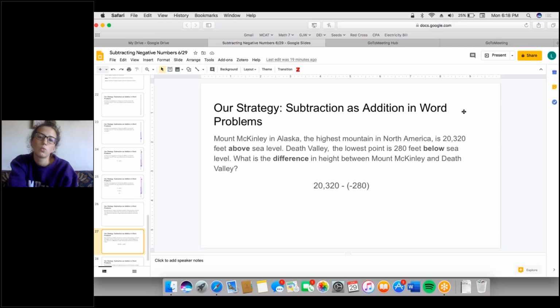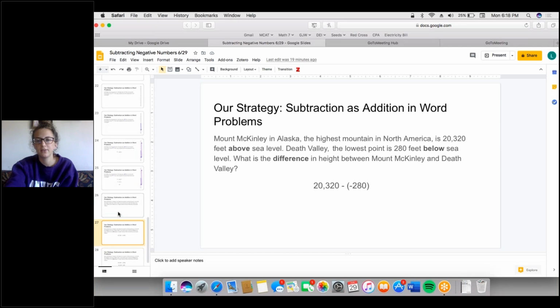The last word that stuck out to me was difference. I want to find the difference between their heights. Well, difference is a keyword telling me to subtract. So I'm going to subtract the smallest number from the biggest number. Now I have a subtraction problem with positive and negative numbers, and that was doing step 1 in my word problems.